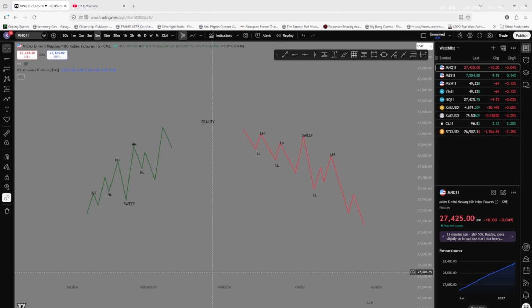Same in a bearish trend. You have your lower lows, your lower highs. Sometimes this will happen: you have a sweep to the upside, when it makes a higher high all of a sudden. Just know on the bigger time frame, on the bigger picture, you're still in the downtrend.